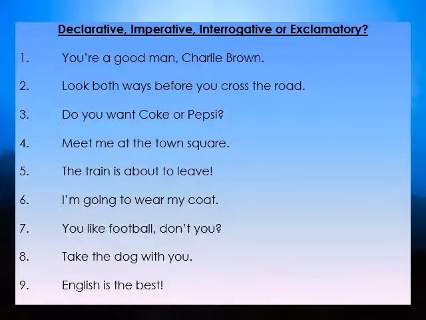Okay, have a go at working out what these different types of sentences are, whether they're declarative, imperative, interrogative or exclamatory. Go through that and you can number them 1, 2, 3, 4, 5, 6, 7, 8, 9 and then just say what they are, and when you send me your work I'll have a look at that and tell you how well you did. I'll give you 10 minutes to do that and then go on to the next slide.